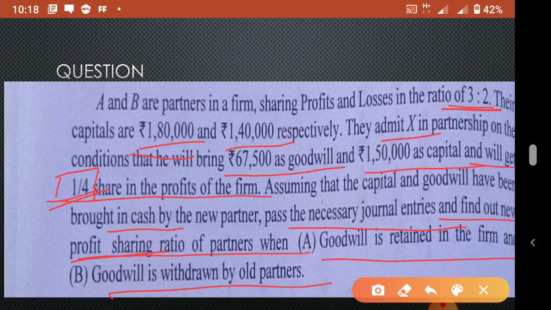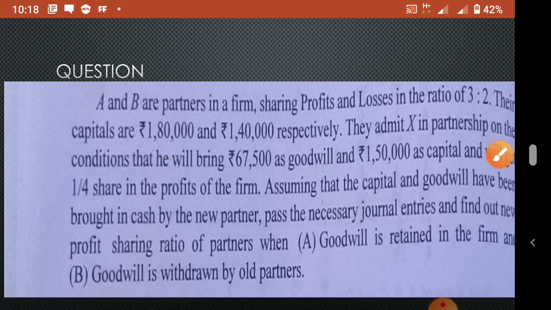So in these situations, what to do? We have to calculate the new ratio, then find the difference: old ratio minus new ratio. You apply the equation and you will get the sacrificing ratio. But there is one shortcut method that I will tell you.